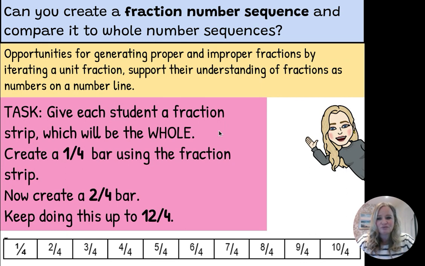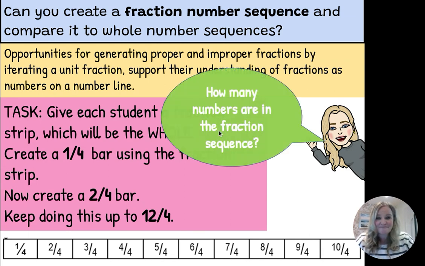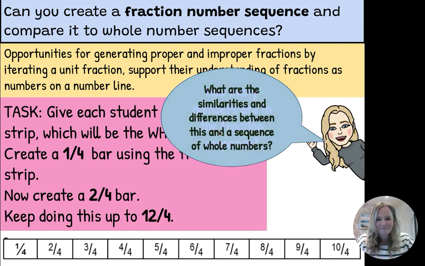So they can see 1/4, 2/4, 3/4, 4/4. Then going into the improper fractions of 5/4, 6/4, 7/4. You can keep going. The fraction doesn't have to end at 4/4 when you get to the whole. We can keep going, right up to 12/4. They can say how many numbers are in the fraction sequence. That 9/4, they're seeing it as a number in its own right. They're seeing it as a unit in its own right.